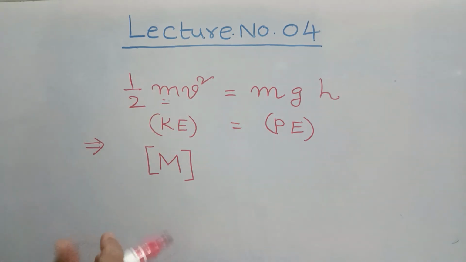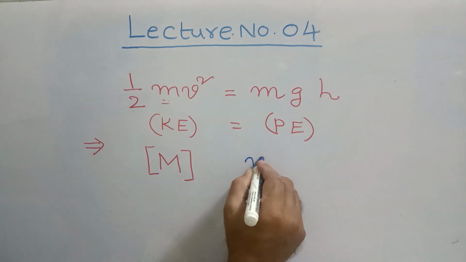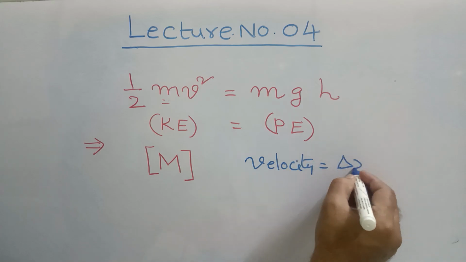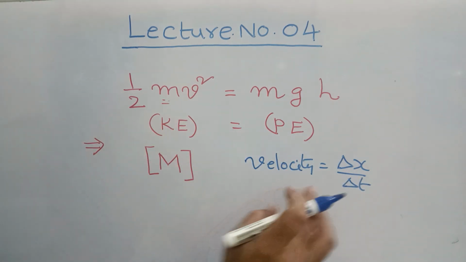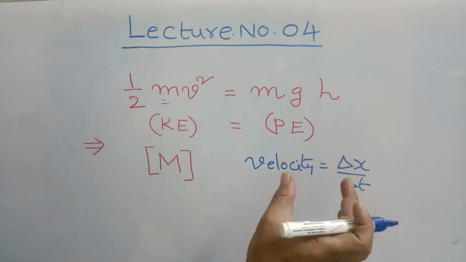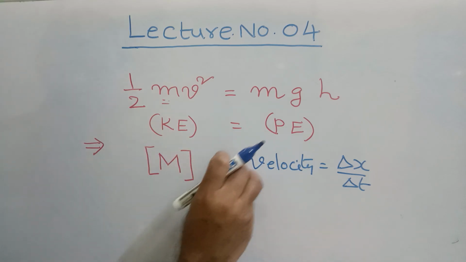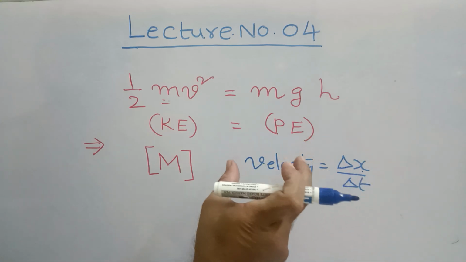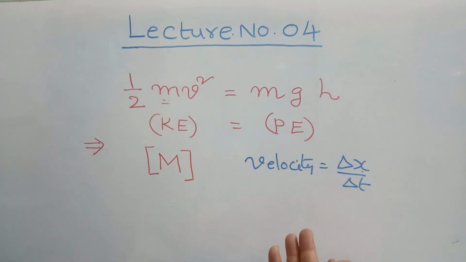What is the definition of velocity? You should know the definition of velocity. Never confuse. Sometimes for simple things we normally get confused. Velocity I will write here. What is velocity actually? Velocity is nothing but delta x by delta t. What is delta x? That is the displacement. Say some object starts from a certain point and reaches a certain point. Delta x is the difference in the distance, and delta t is the difference in time.